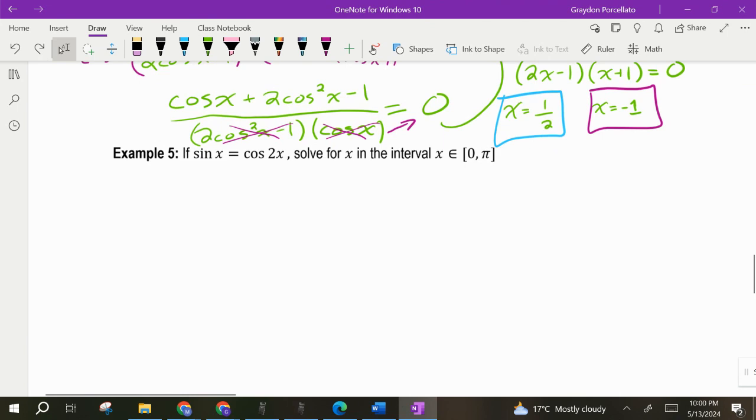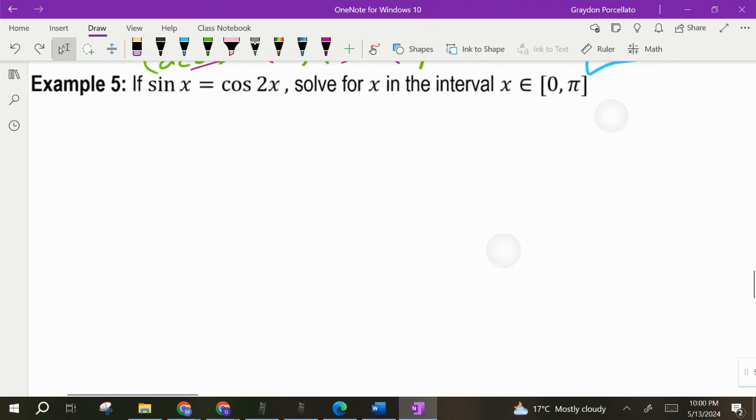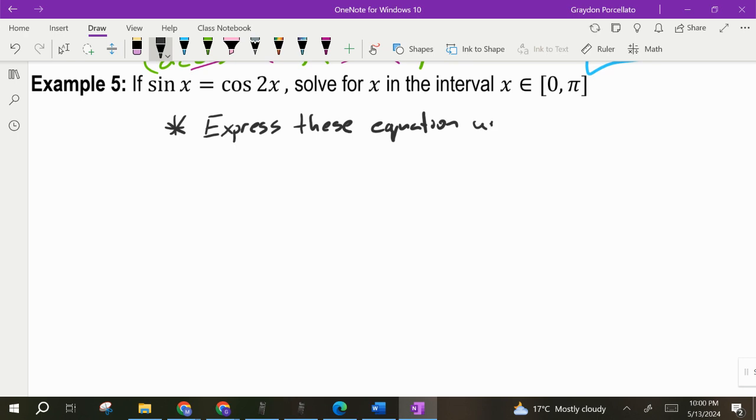Okay, so let's do this next one. I'm just going to write a little note for this one. For questions like this, we want to express these equations using only one trig ratio. Specifically, we want them written all in terms of sine, or all in terms of cos, or all in terms of tan. So that's how we solve these.